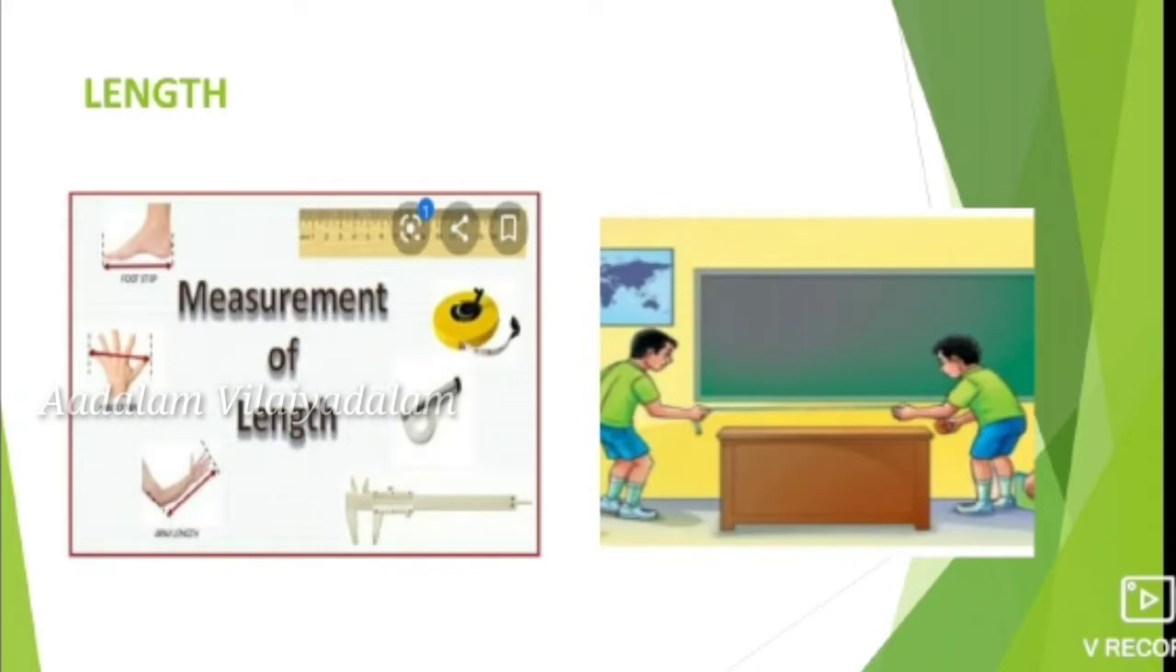Some of the measuring tools for measurement of length are foot strap, hand span and arm's length, measuring scale, measuring tape, vernier caliper and screw gauge. These tools help to measure the length of substances.